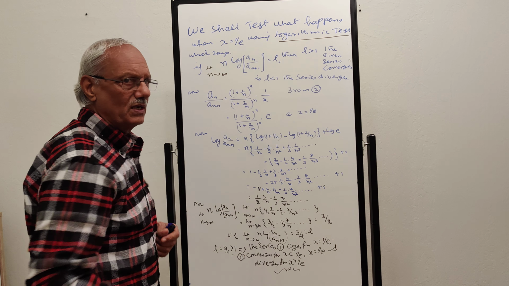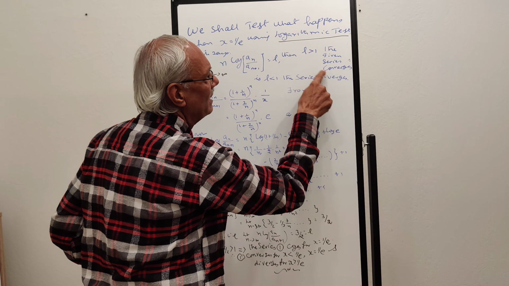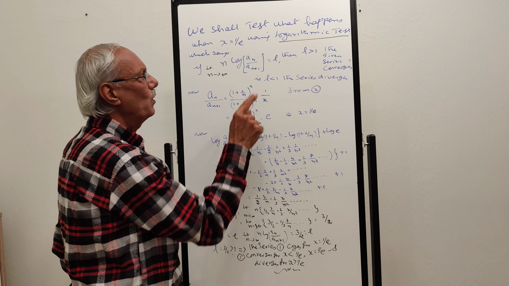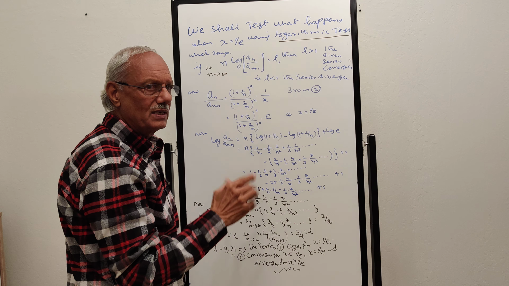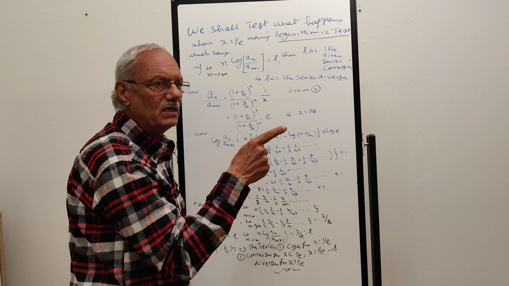And if it is equal to a finite limit L, and if L is greater than 1, the given series will converge. That is, given a series, you perform a(n) by a(n+1), take the logarithm of that, multiply it by n, allow this n to tend to infinity.